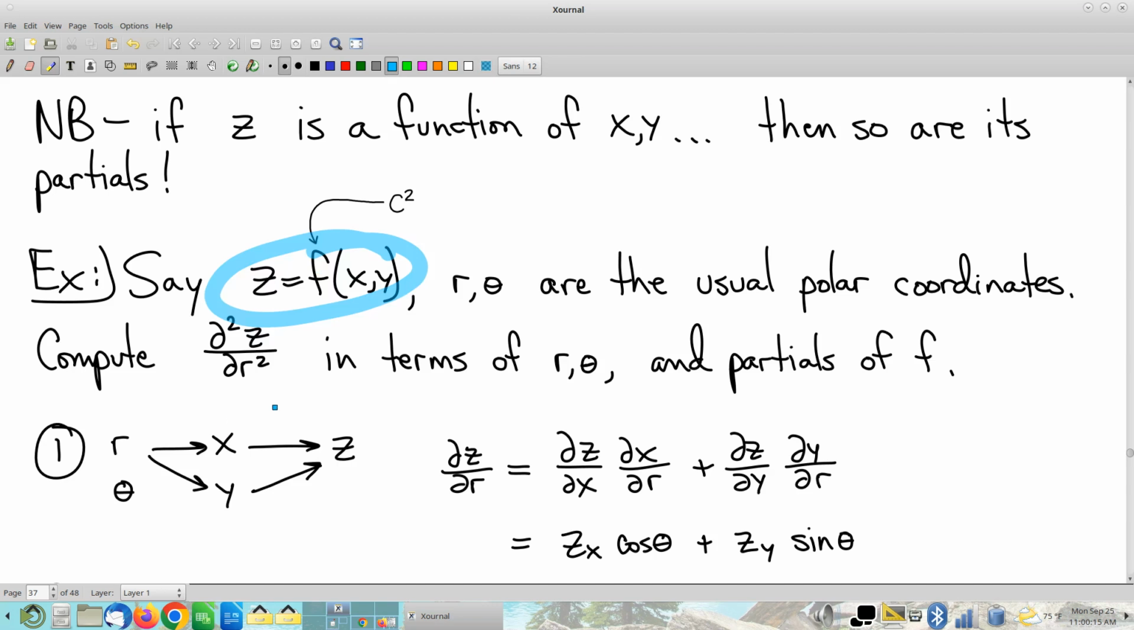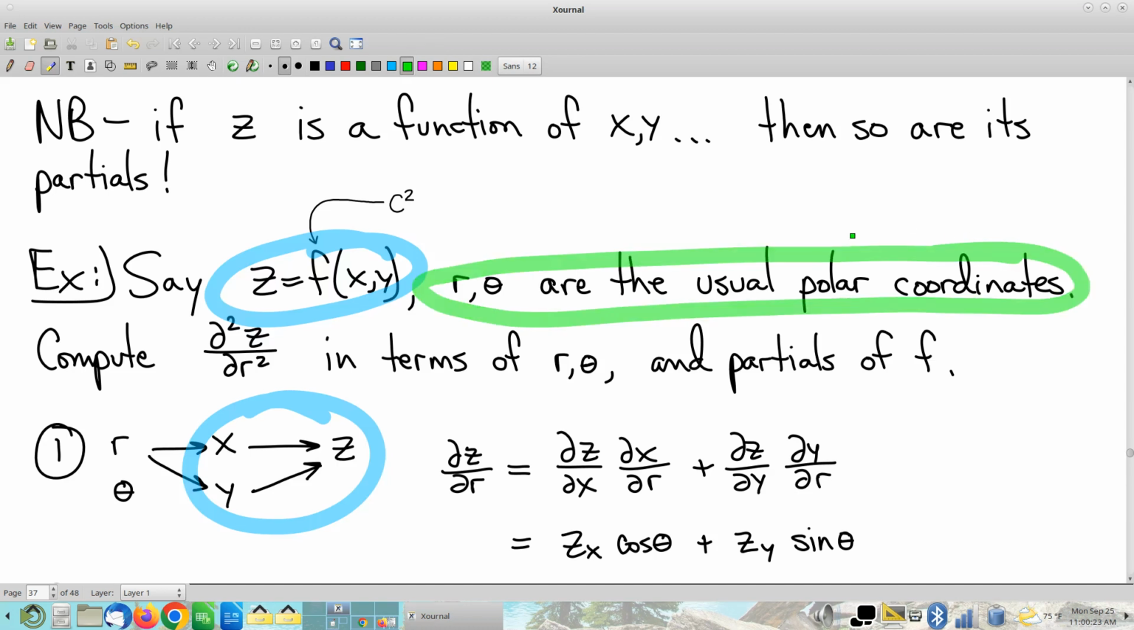Z being a function of x and y, cool. There's that part of the diagram. X and y being functions of r and theta, fine. There's that part of the diagram. So I've built up my diagram. Is everybody on board? Okay. You'll notice the question asks for the second partial of z with respect to r. Let's slow down. First things first. Let's try to find the partial of z with respect to r.